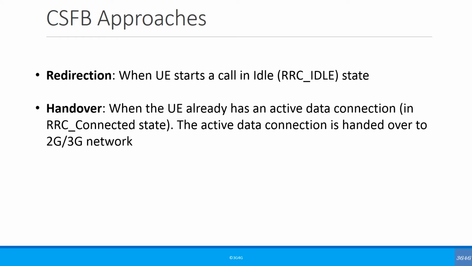If there was a data connection already active, then instead of redirection, it would be handover. So the active data connection is handed over to the 2G or 3G network.